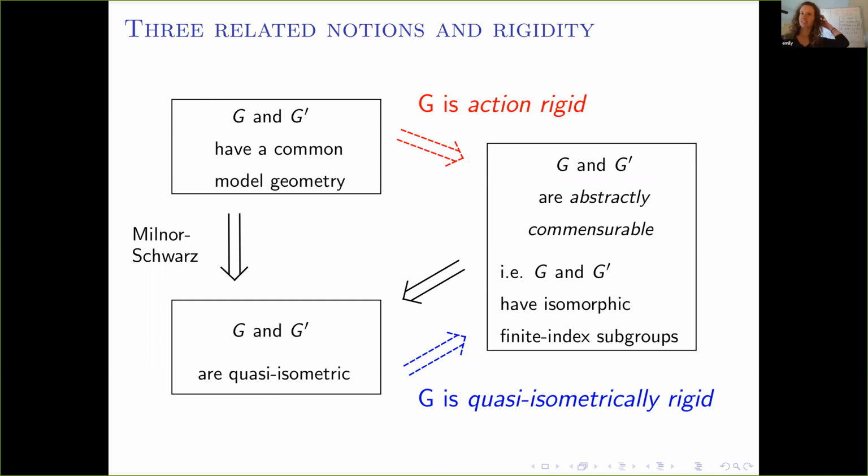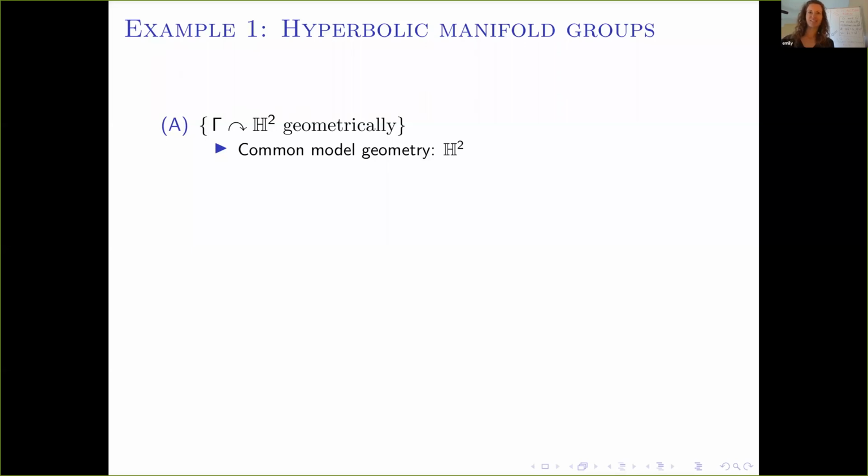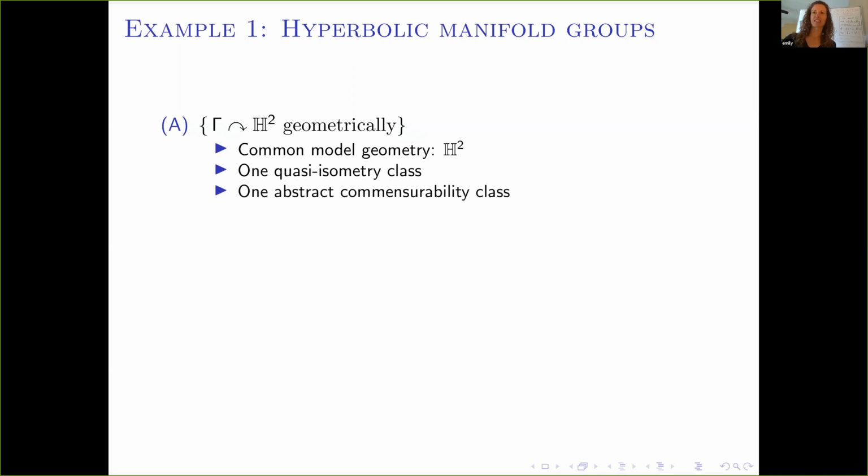Okay. So let me first start with two classic examples. First, hyperbolic manifold groups. The situation is special in dimension 2. First consider the class of groups that act on the hyperbolic plane geometrically. Then by definition, there's one common model geometry for all groups in this class. They act on the hyperbolic plane. And therefore there's one quasi-isometry class. And in dimension 2, there's also one abstract commensurability class.